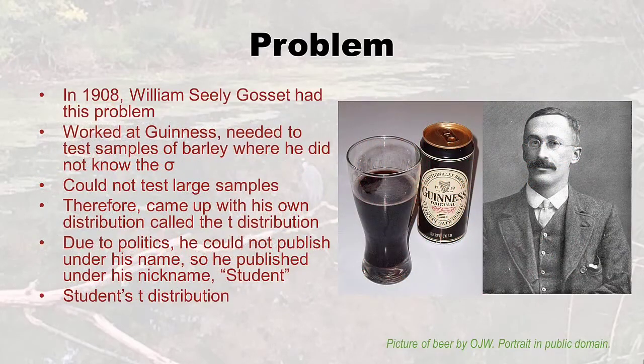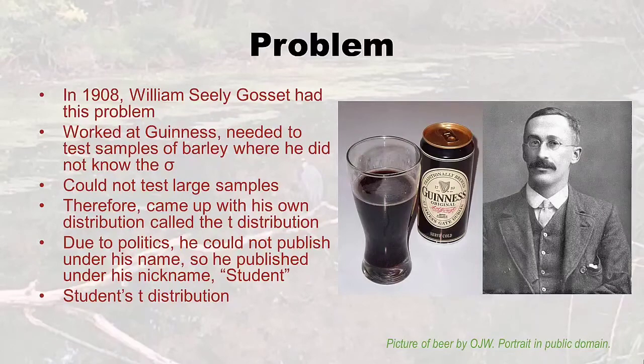And so here is that guy I was talking about that he had to hide behind his nickname, which was student. Okay, so in 1908, William Sealy Gosset had this problem. That's him on the slide. He worked at Guinness, the beer maker. And they use barley, I guess, to make the beer. And he needed to test samples of barley where he did not know the population standard deviation. And he also couldn't test large samples, so he had this problem. So this is actually a common problem.